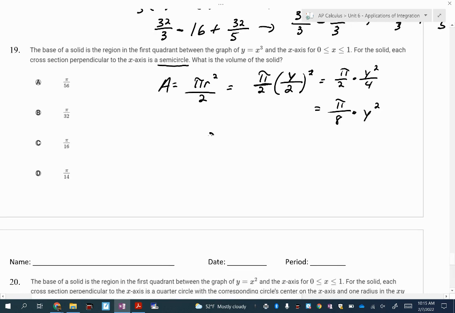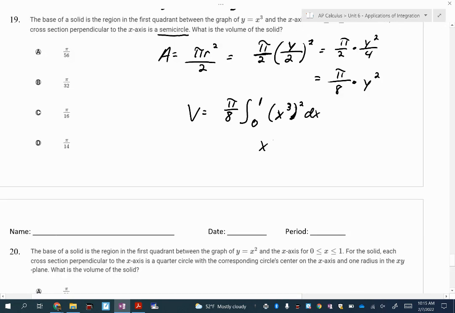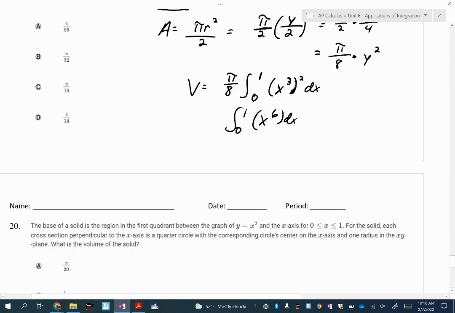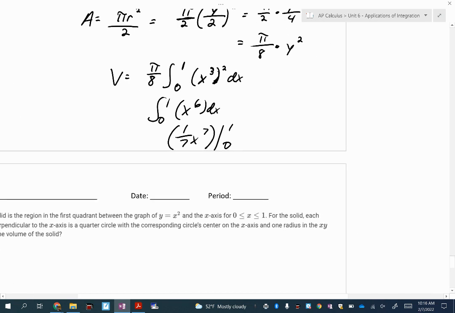So watch what I do for the integral. The integral, to find the volume of this, is going to be pi times the integral from 0 to 1. And I'm going to put that pi over 8 outside, times our function squared. So x cubed, all of that squared, dx. That's going to be x to the 6th power that I'm finding the integral of. So that's 1/7 x to the 7th power evaluated at 1 and 0, which should be pretty straightforward, right?